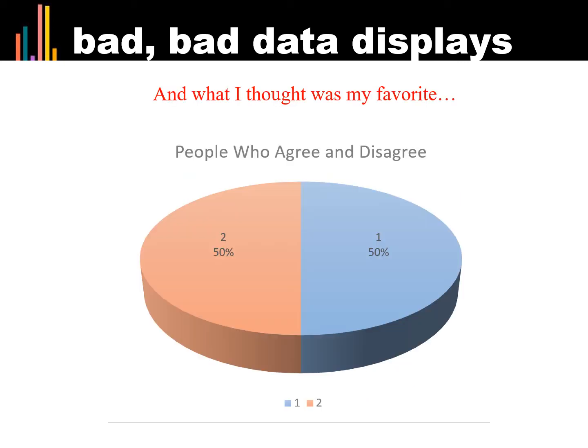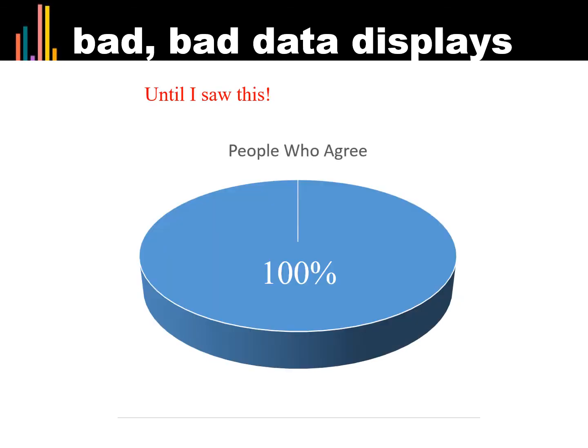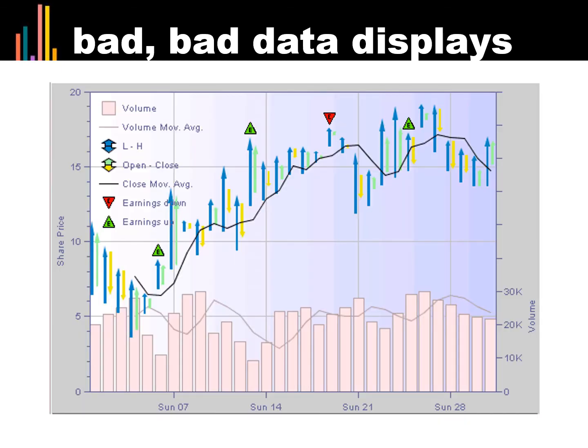This is from a paper, a student who was required to use a data display. And I thought, wow, this is my favorite data display. People who disagree and agree, 50% both ways. And then I turned the page and this was the next page. The people who agreed with the next question was 100%. And the fact is, folks, your readers don't need a pie to visually understand 100%. And this one I just pulled off the internet because it's so complex that pretty much nobody can read this. I just thought it was kind of lovely.